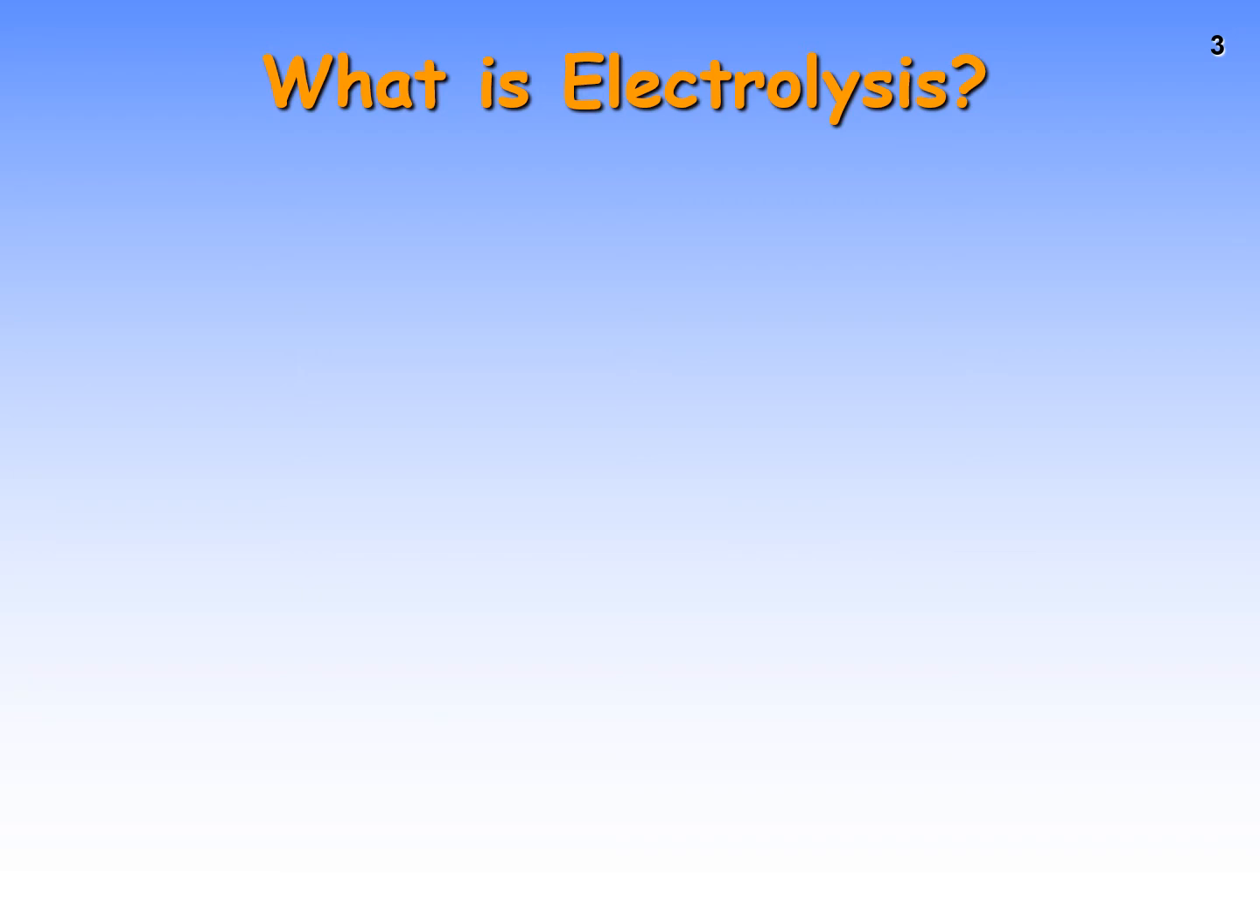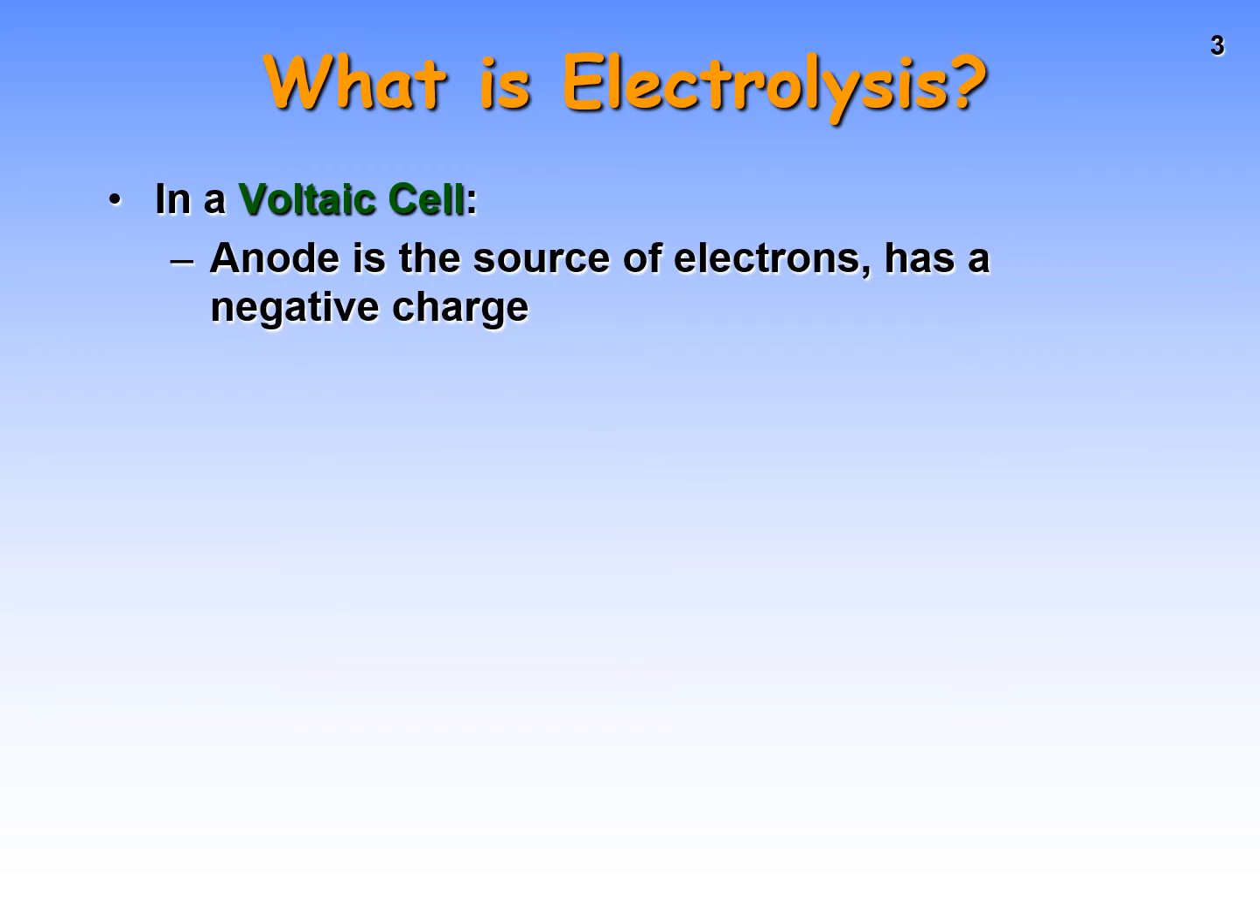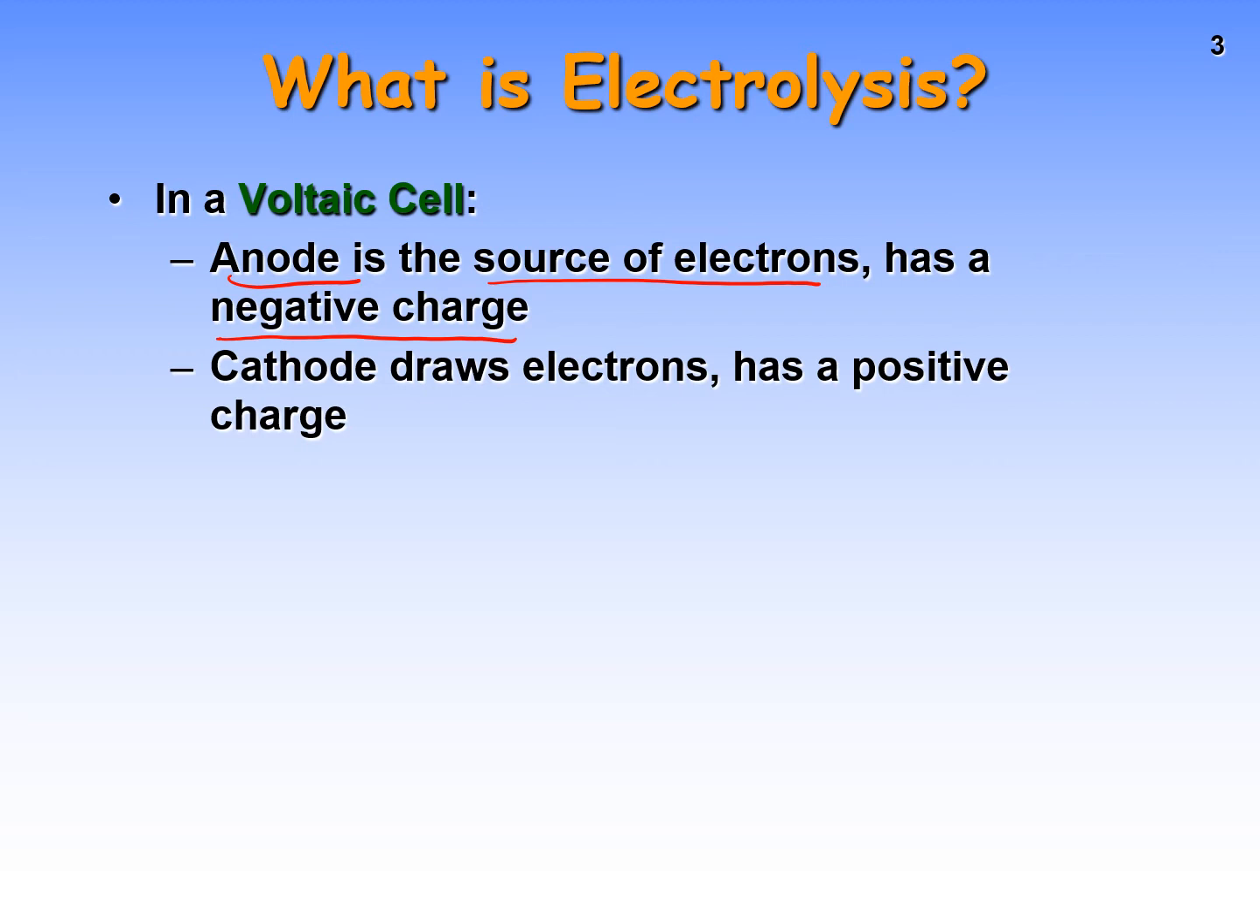What is electrolysis? Continuing on that topic, in a voltaic cell, to review, the anode is the source of electrons. The electrons are moving from the anode to the cathode. It has a negative charge. At the same time, the cathode is drawing electrons towards it. It has a positive charge.